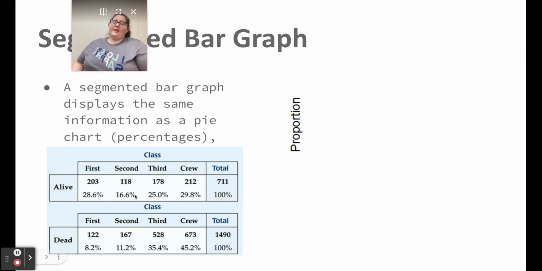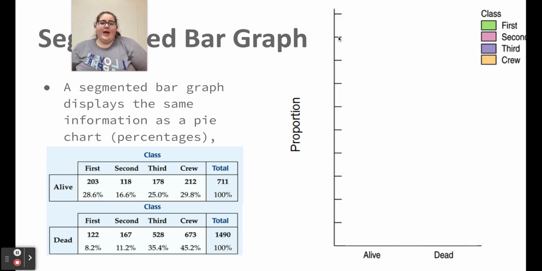So if you look down here, I have the information from when I did my conditional distribution, separated based on the condition of survival. And within each alive and died, I found the percentages that were first, second, third, and crew. So remember, we did 203 out of 711, 118 out of 711, etc. So once I have those percentages, I can go ahead and draw a simple graph. I'm going to have one bar that represents the people who lived and one bar that represents the people who died. And I'm going to be separating them into first, second, third, and crew.